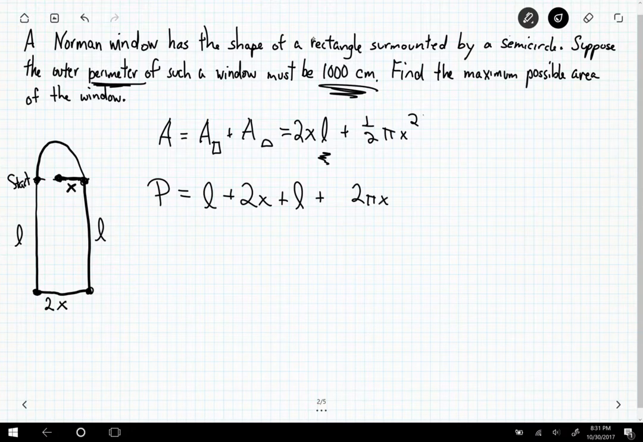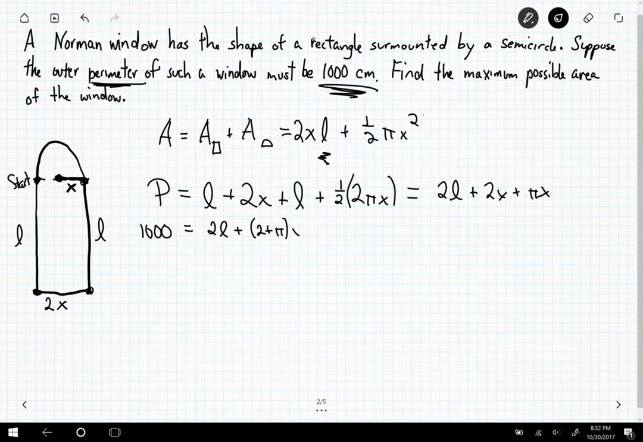We have a semicircle, so that would be 1/2 2 pi x. And that's once again the reason why choosing x to be the radius, our lives are going to be a little bit easier. So moving forward from here, what do we have? Well, we have 2L plus 2x plus pi x. And what does all that equal? Well, remember the perimeter is just 1,000 centimeters. So 1,000 equals 2L plus, and then I'm just going to group the 2 plus pi together times x, because x was a common factor of both of those.